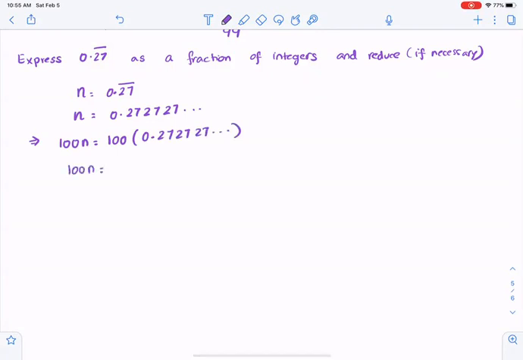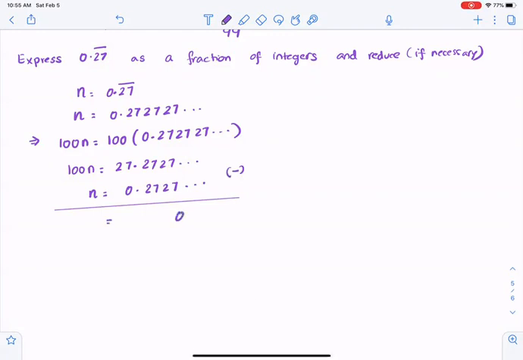So 100n would be equal to 27.2727 repeating. Now I'm going to subtract the n, which is 0.2727 from 100n. The 7s would go away: 2 minus 2 is 0, 7 minus 7 is 0, 2 minus 2 is 0, 27 minus 0 is 27. So 100n minus n is 99n. So n is equal to 27, which would mean n is 27 divided by 99.